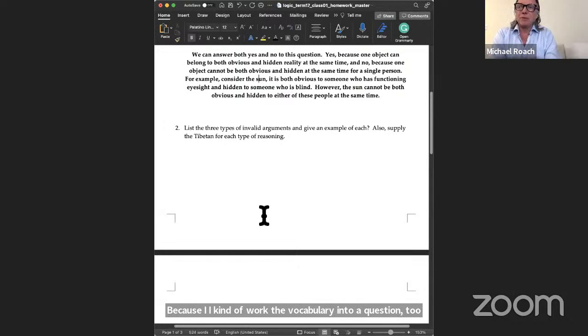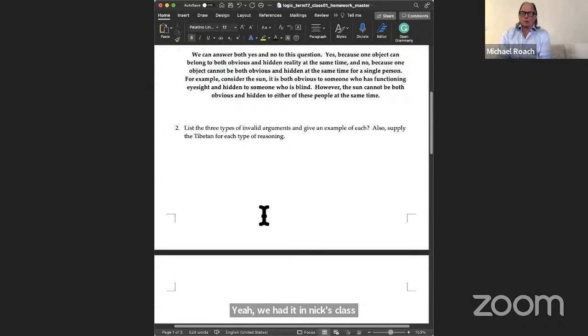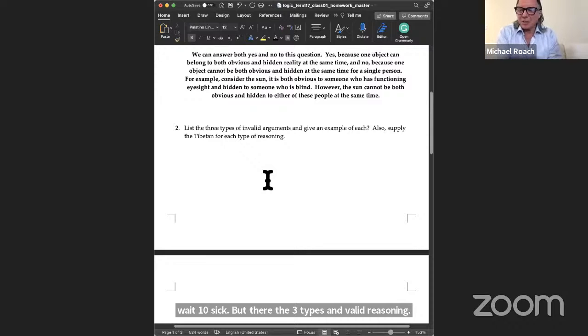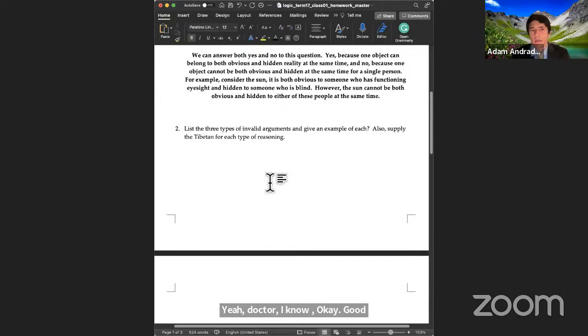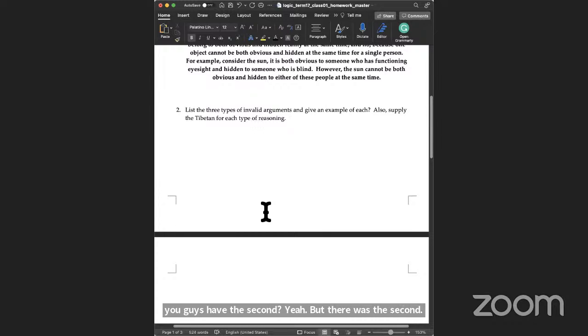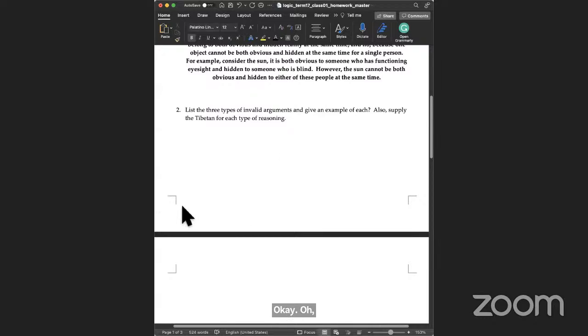Adam's looking for the full name of these three bad reasons. Yeah, we had it in Nick's class today. There you go. So the second was, I think Rob gave the example. So that'd be Gelway Tensik, but they're the three types of invalid reasoning. Yes, Gelway Tensik. Do you guys have the second? Madrupe Tensik. There you go.